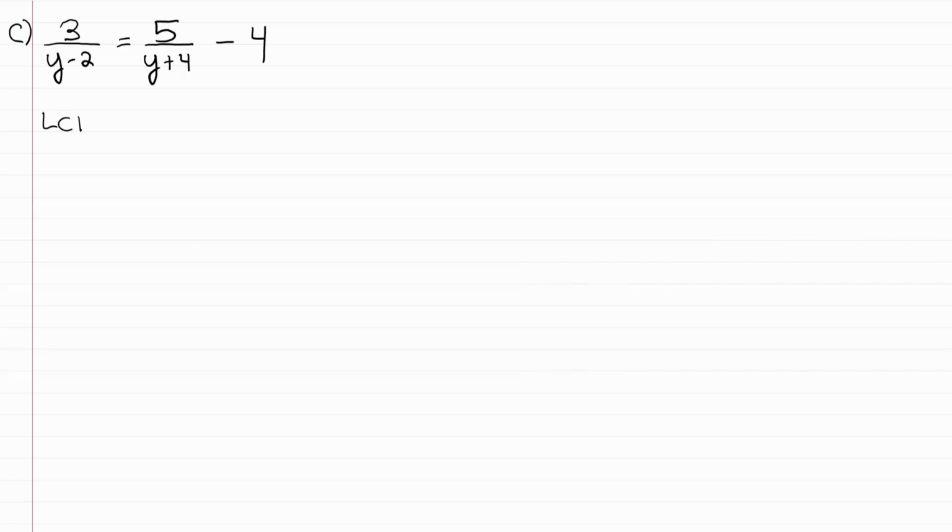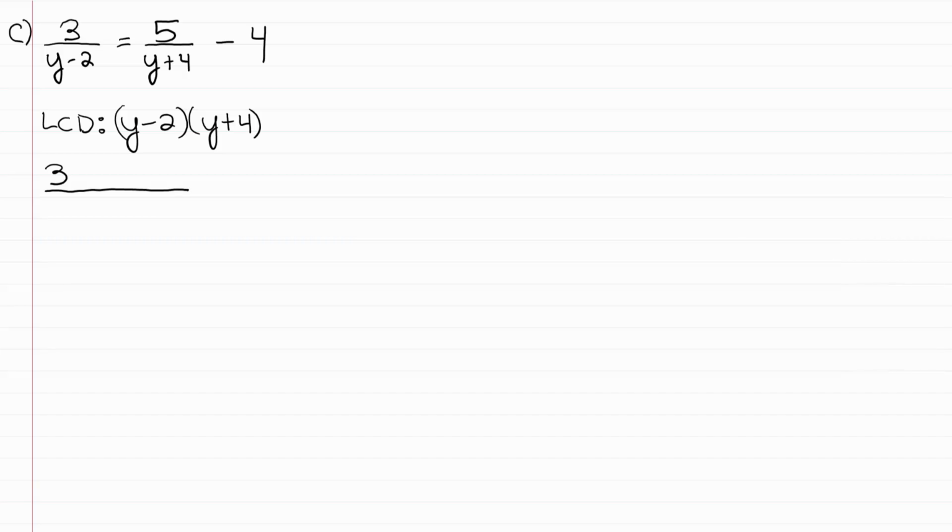So the LCD here would simply be y minus 2 times y plus 4, because remember, we take a factor of each and we simply multiply them together. And then we put the largest exponent we see on each factor, but each of these factors is only to the first power, so we just have the LCD y minus 2, y plus 4. All right, let's multiply every fraction by that LCD.